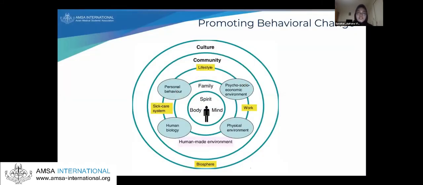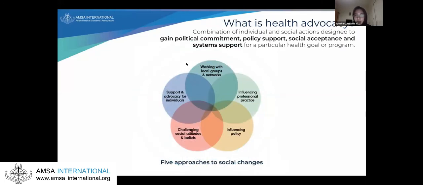So I would like to start this presentation by stressing that in order to promote behavioral change, we need to acknowledge that someone's behavior is influenced not only by his or her own belief, but also by factors such as environment and also policies, etc. So if we want to change one's behavior, we also need to address and influence change in their work environment and their communities, etc. And that's where health advocacy comes in.